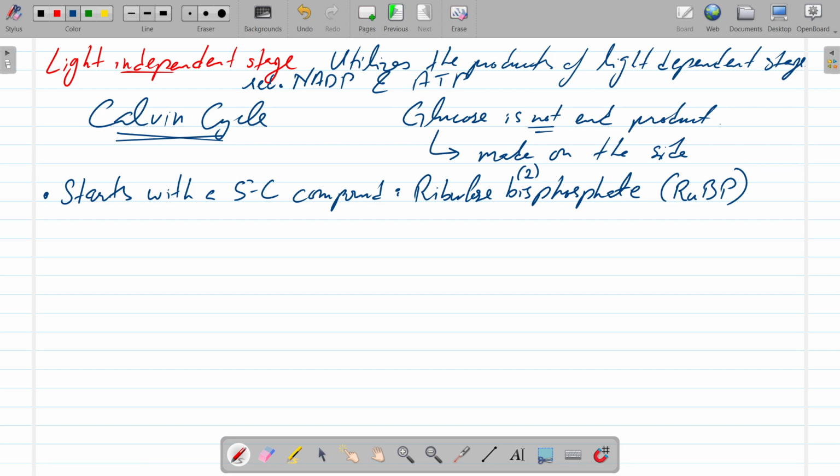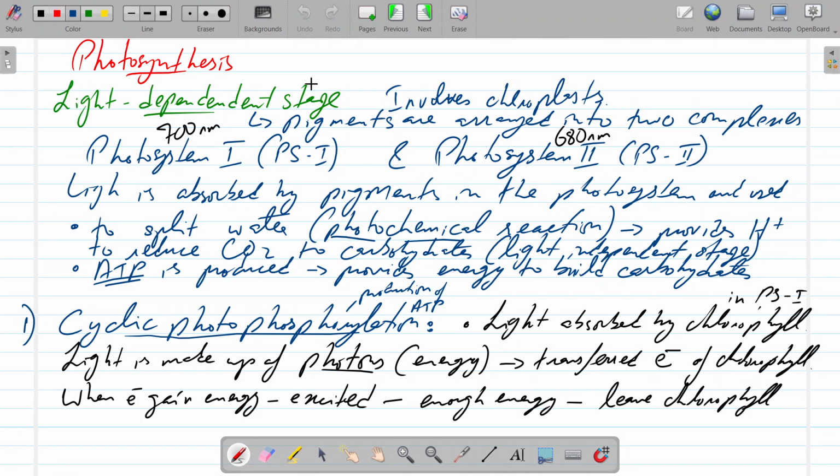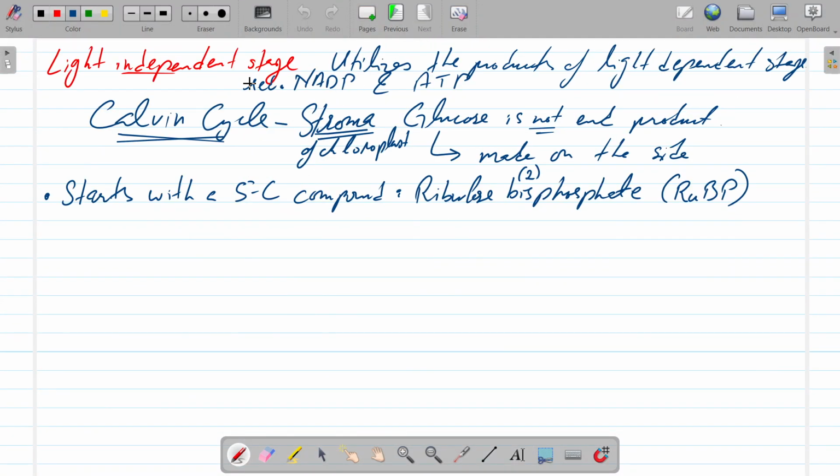Oh, by the way, the Calvin cycle, the light independent stage, takes place in the stroma. So the light dependent stage took place on the thylakoid membranes, particularly the membranes of the chloroplasts. The Calvin cycle, the light independent stage, takes place in the stroma.